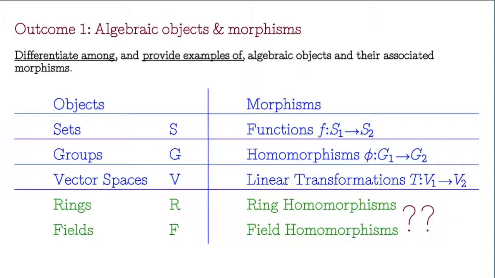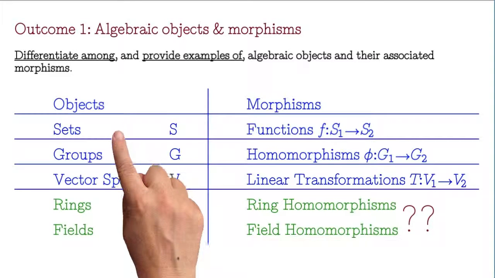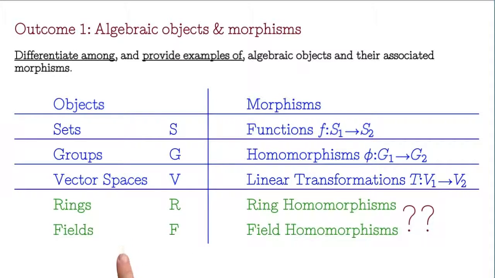So the first outcome is that you're able to give me some examples of rings and fields, and say what the difference is between these things. What's the connection between rings and fields and sets and groups and vector spaces, and what are the important differences?